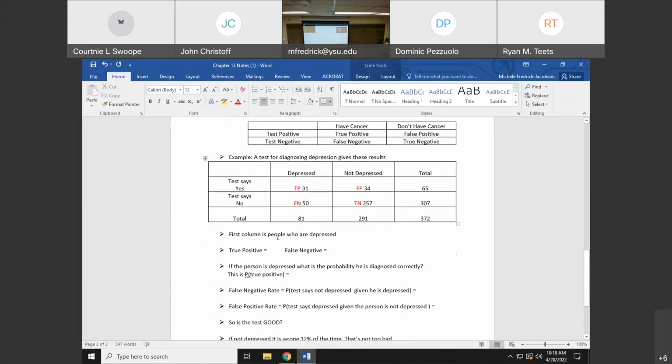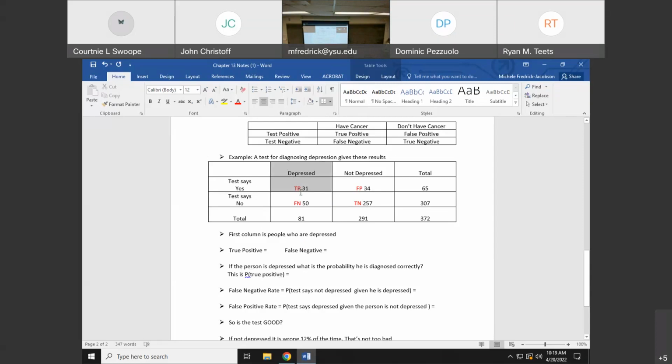Okay. The first column is people who are depressed. The second one would be people who are not depressed. So we want to find the true positive and the false positive. If a person is depressed, what's the probability he is diagnosed correctly? That's what a true positive means. Notice it's given the column. What's the probability the test is correct? That's a true positive.